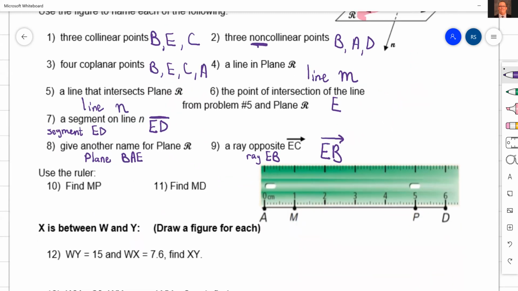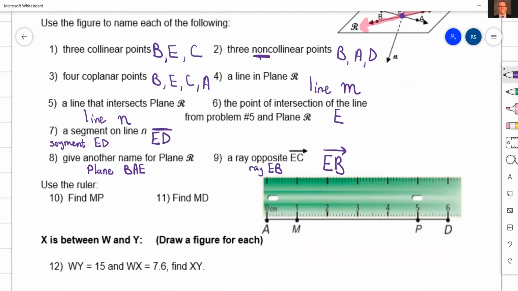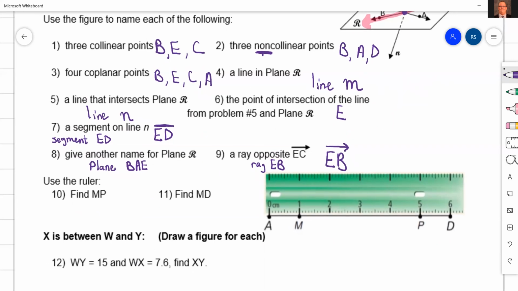Okay, so that's 1 through 9. We're just finding stuff, basically. 10 and 11 ask us to use this ruler to find 2 distances. First one says MP.